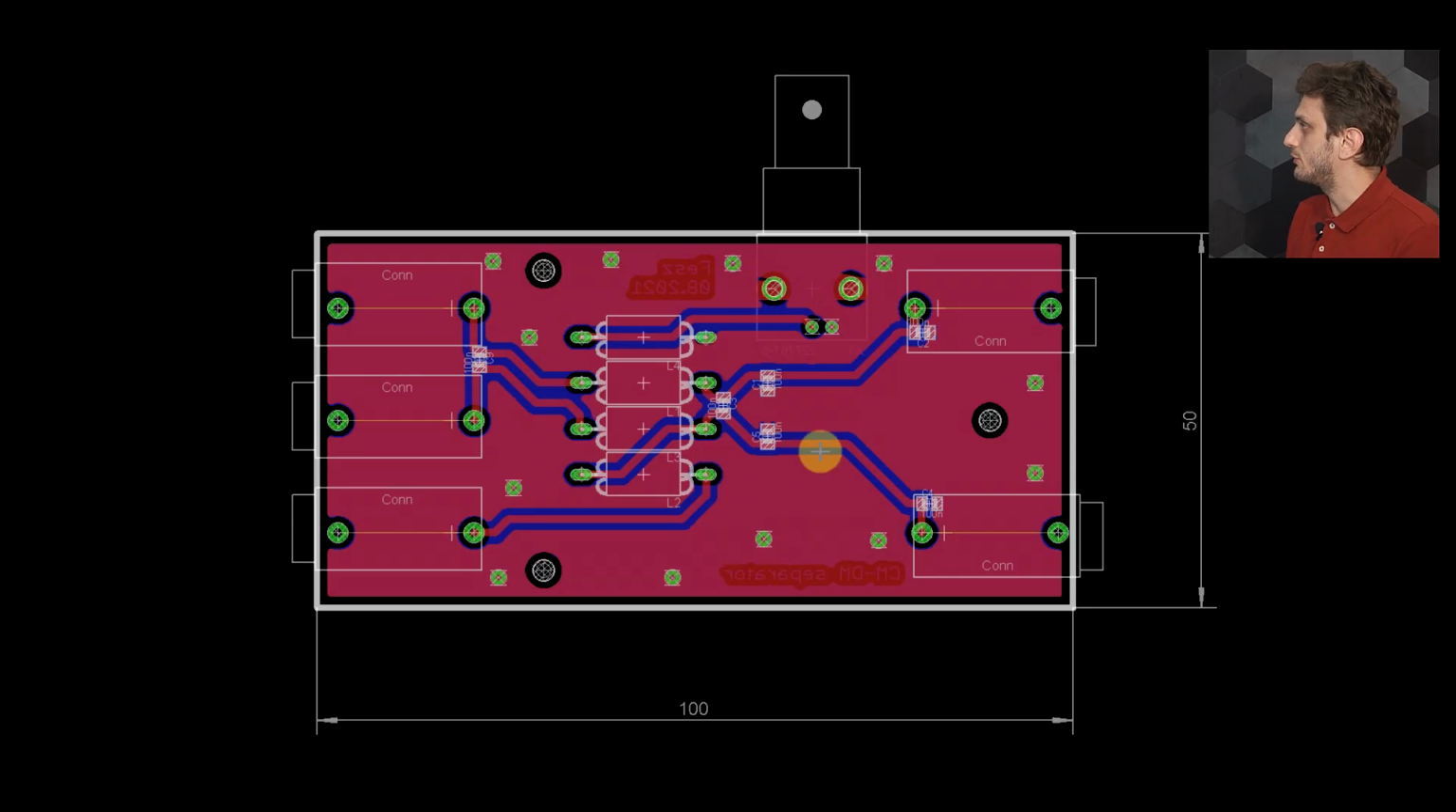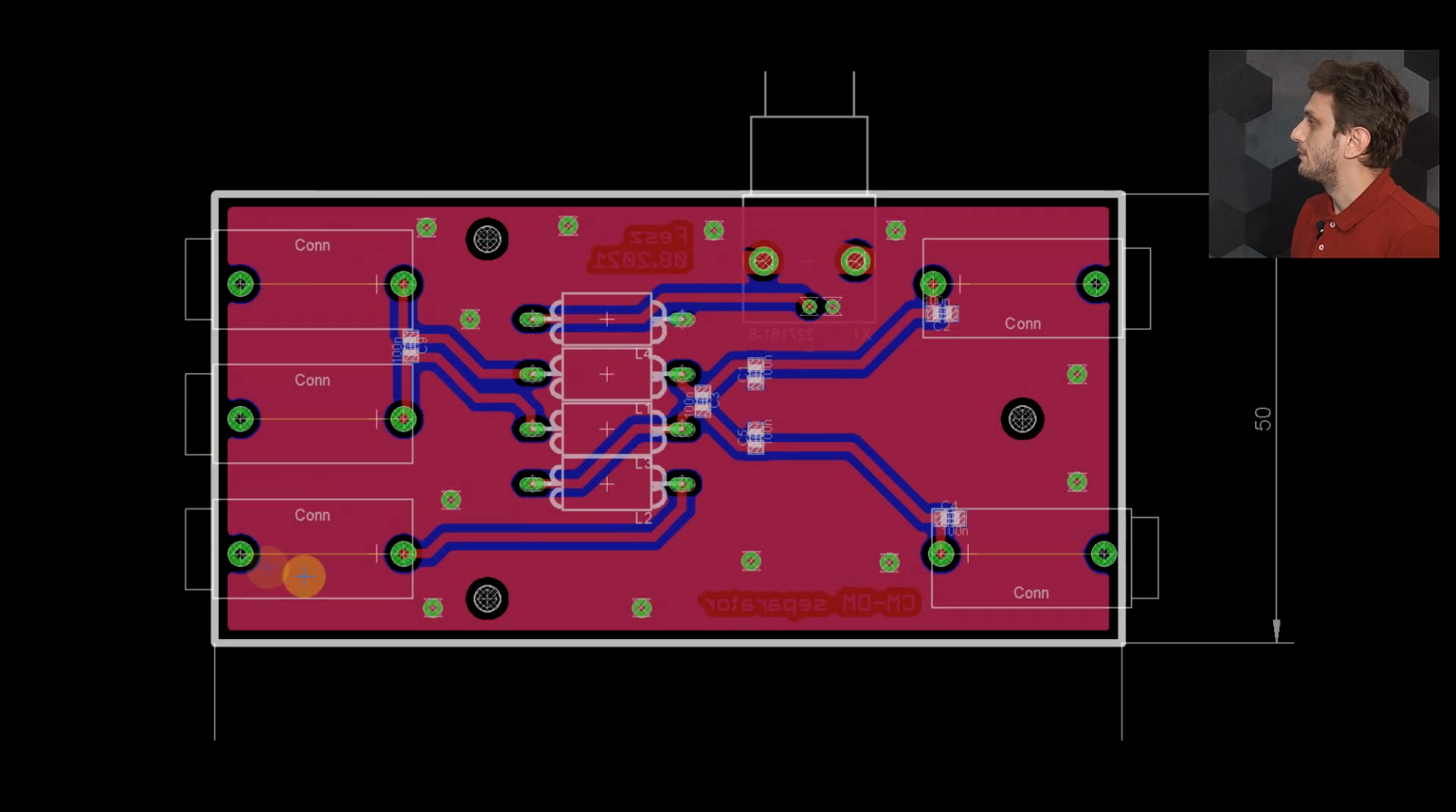Now, from a layout point of view, again, nothing special. I'm using a 2-layer board. I have my DUT side connectors on the left side, my supply side connectors on the right, I have a BNC connector and then the transformer, and then everything is just interconnected. So I didn't really use any special layout rules, I just applied it like this.